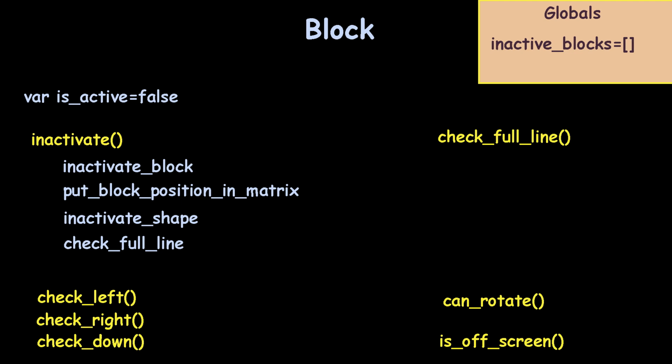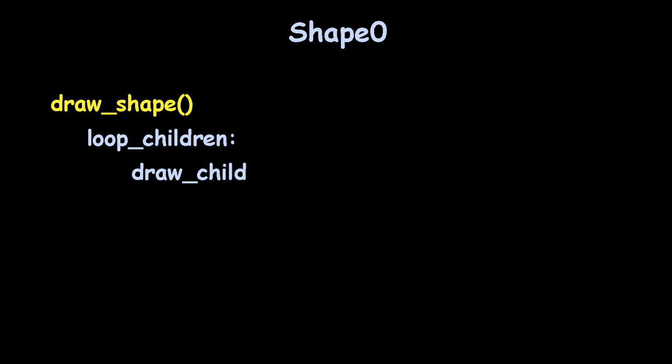Now let's see how the shape works. I will name it shape 0 because it is the shape that doesn't have a body. It will just have the functions and the other shapes will extend it. First, our shape will have a draw function so that it can draw itself in a different way depending on what type of shape it is. This function will just get all the blocks that are children of this shape and draw them at the given positions.